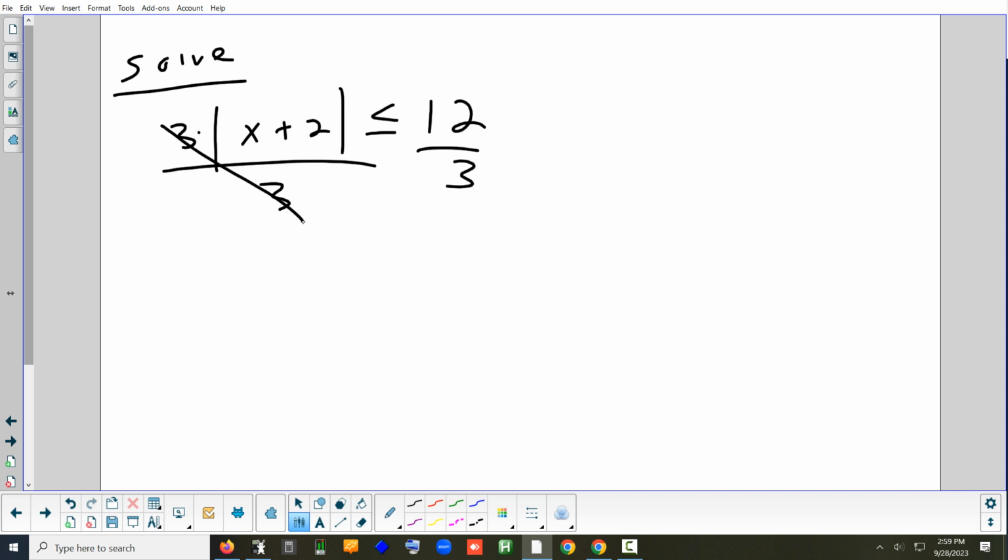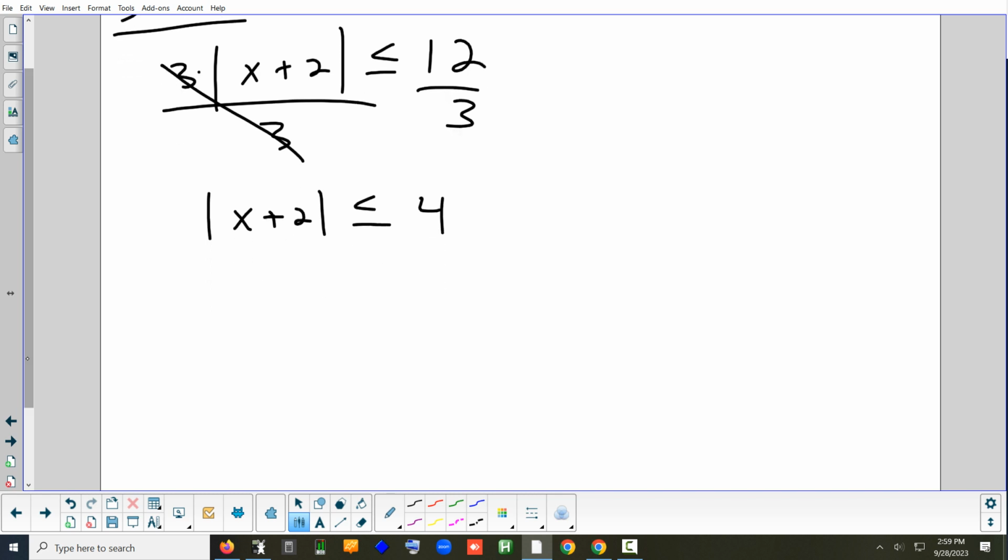So what do we have on the left side now? The absolute value of x plus 2. Yep. If we had divided by a negative 3, we'd be flipping that sign right now. But we didn't divide by a negative, so we just leave that alone. And then 12 divided by 3 gives me 4. Okay, so now we've got the absolute value by itself. What do we do now?